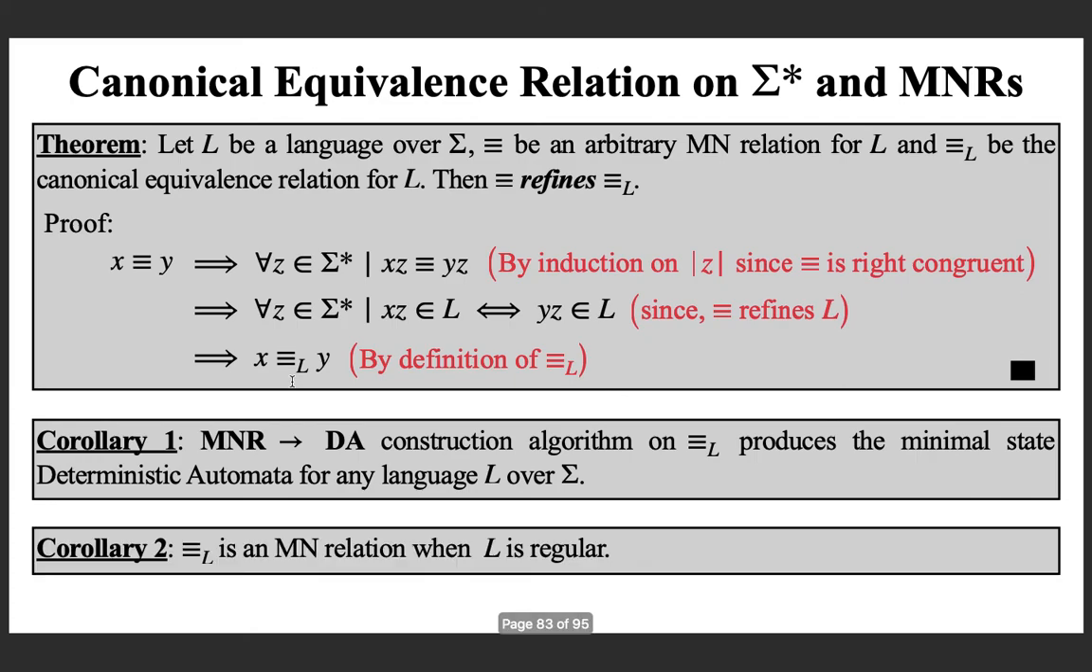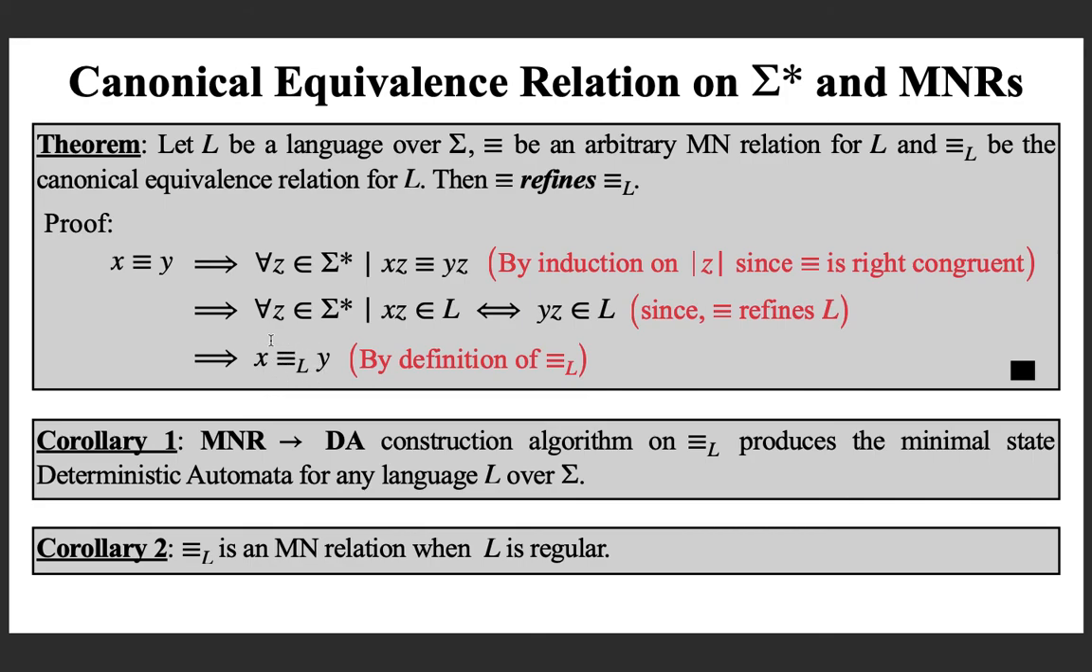So, a very nice result coming from this theorem. Another corollary, which is also very nice, says that the canonical relation is an Mn relation when L is regular. It's very important. If the given language is regular, then the canonical relation is an Mn relation, which means it also satisfies the finite index property. And why is it so? It's a corollary of this theorem, because if the language is regular, there exists an Mn relation, meaning finitely many equivalence classes. Then from this theorem we know that relation refines the canonical relation.